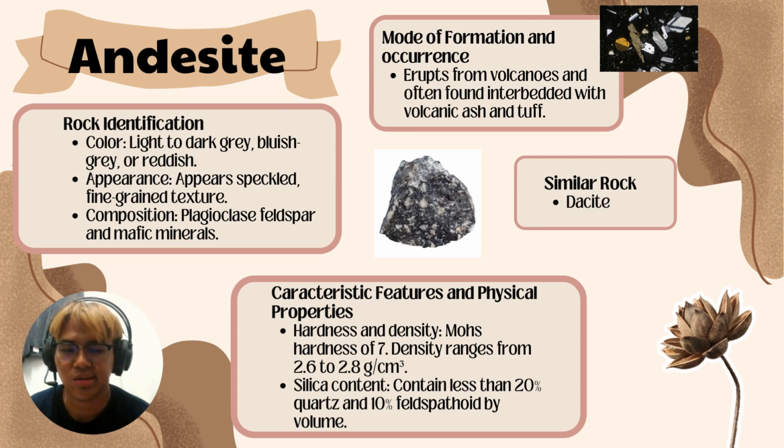Mode of formation and occurrence: andesite comes from volcanoes and is often found interbedded with volcanic ash and tuff. Ancient andesites help map subduction zones because they form above these zones, in continental or oceanic crust. A similar rock to andesite is dacite. Dacite is another extrusive igneous rock that shares a similar composition with andesite.